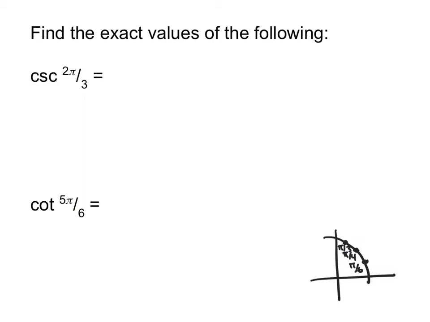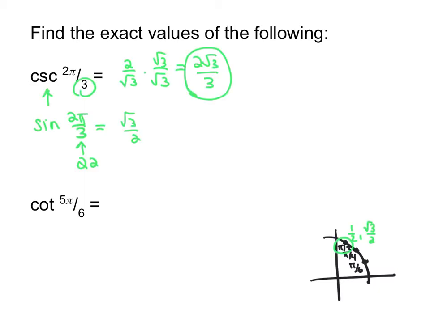And I would recommend you pause the video and give these two a try. And for the first one, you should get 2 square root of 3 over 3 because sine is the y. It's in quadrant 2. You get square root of 3 over 2. When you flip it around and rationalize, you get your answer.